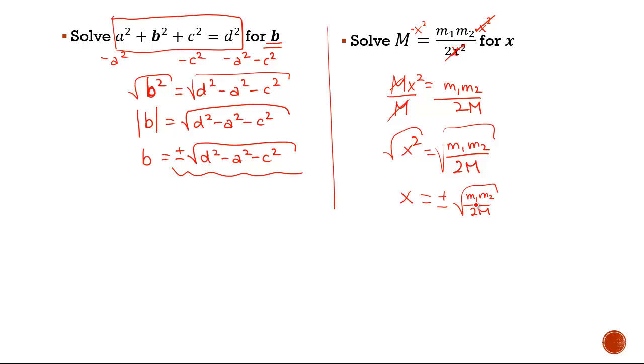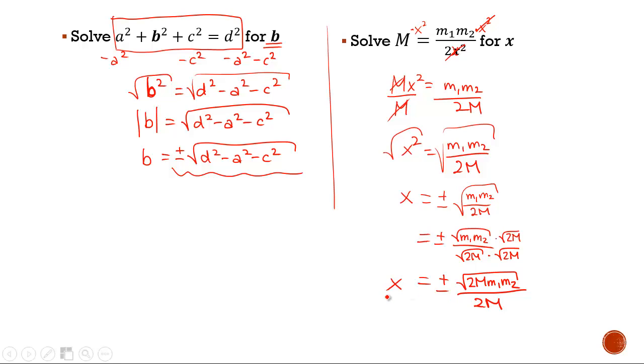And also we have a root in the denominator, so we need to rationalize the denominator. So notice you have root m1 m2 over root 2m. So we need to multiply by root 2m in order to get rid of the root. So that leaves us with root 2m m1 m2 all over 2m as the answer for x.